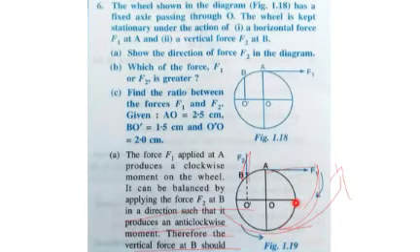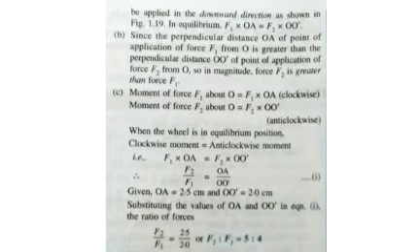This is 1.19. This is shown in the downward direction, so it should be applied in the downward direction. So in equilibrium, F1 into OA equals F2 into OO'. Now since the perpendicular distance OA, from O to the point A of application of force F1, is greater than the perpendicular distance OO' of the point of application of force F2 from O, in magnitude force F2 is greater than force F1.